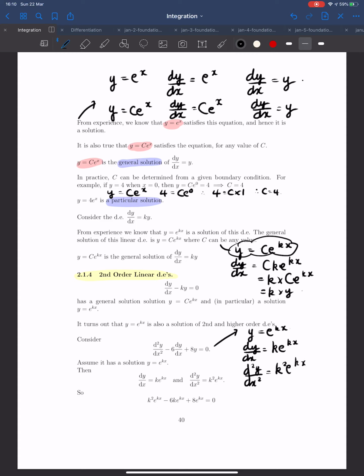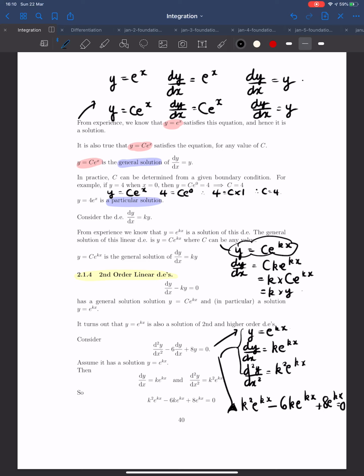If we substitute all these into the original, we've got k squared e to the kx, because d2y by dx squared is k squared e to the kx. Then minus 6 dy by dx, so minus 6k e to the kx, because dy by dx is k e to the kx. And then plus 8y, so plus 8 e to the kx equals 0.